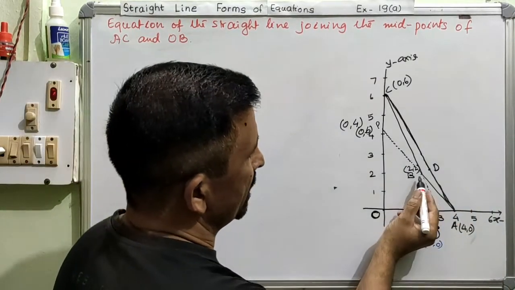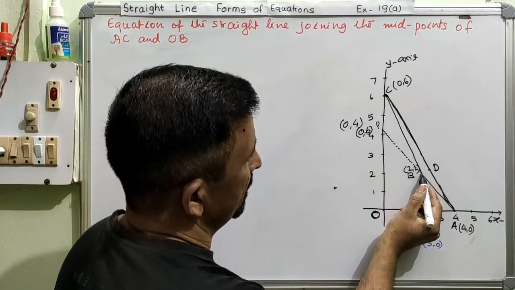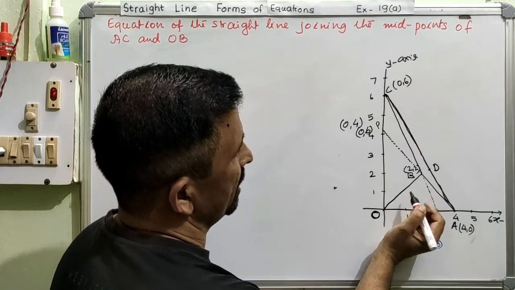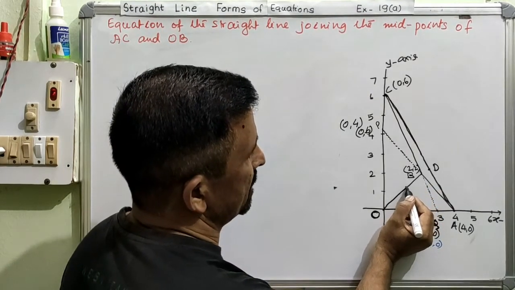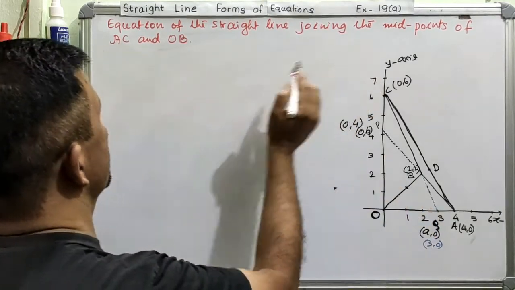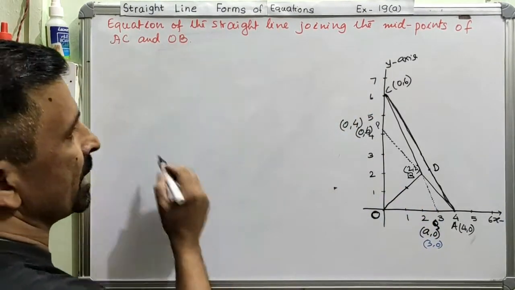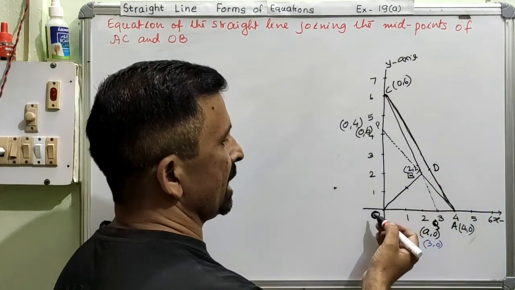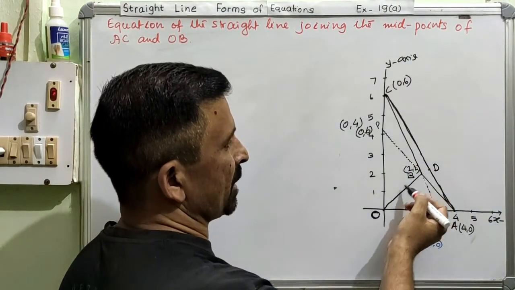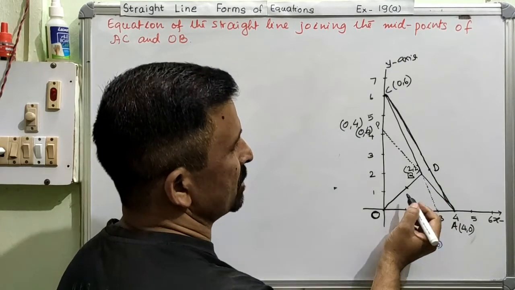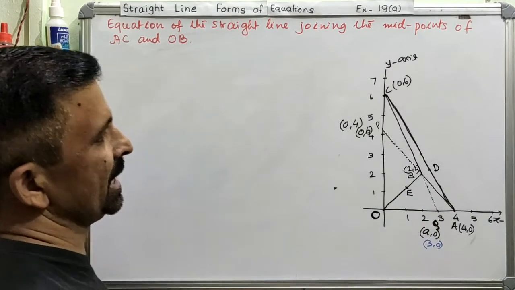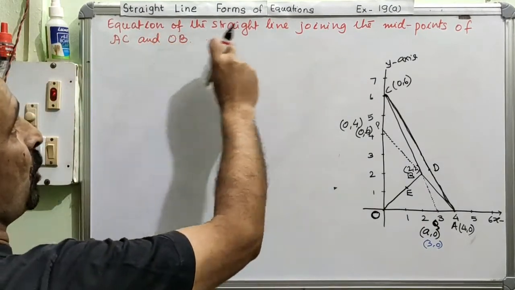Now this is OB. Can you see this OB? Clear? Now you need to have the midpoint of this. This is what the question says. Midpoint of AC and OB. So first of all, we have marked the midpoint of AC as D, and then we have marked the midpoint of OB, and this we are marking as, suppose, E. Clear? Now the question says write the equation of the straight line.